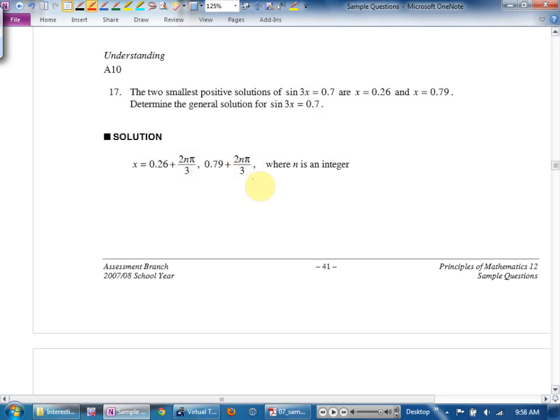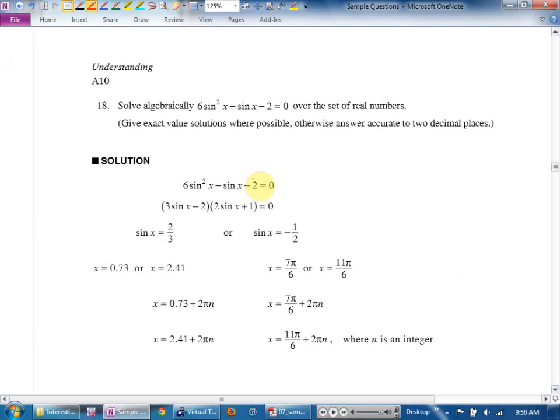Here's the big one again. Another quadratic trig equation. Oh, and it says give exact value solutions where possible, otherwise to 2 decimal places.